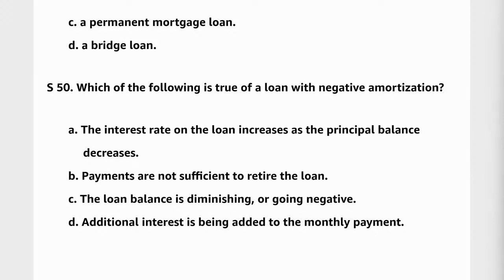All right, number 50. Which of the following is true of a loan with negative amortization? Okay, negative amortization. Not positive, but negative. A, the interest rate on the loan increases as the principal balance decreases. B, payments are not sufficient to retire the loan. C, the loan balance is diminishing or going negative. D, additional interest is being added to the monthly payment.